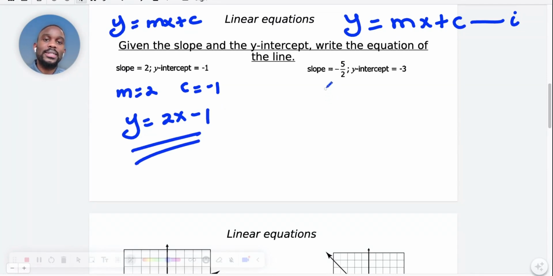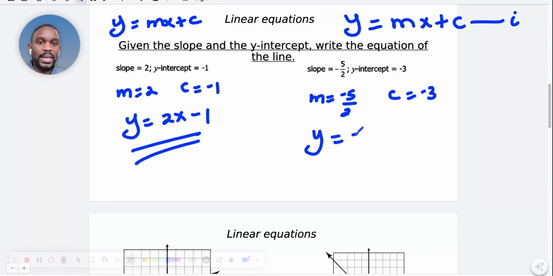And here they're telling us that the slope is -5/2, so my m here is -5 out of 2, and then they are telling me the y-intercept is -3. So c in this equation, I'll get y = -5/2 x - 3, because c is negative, so this becomes a negative. Even here c is negative, so this becomes a negative. So that's how you write the equation of the line given the slope and the y-intercept, right?